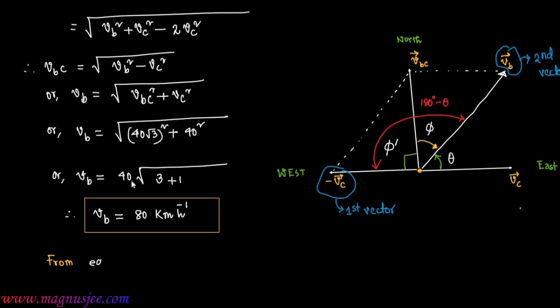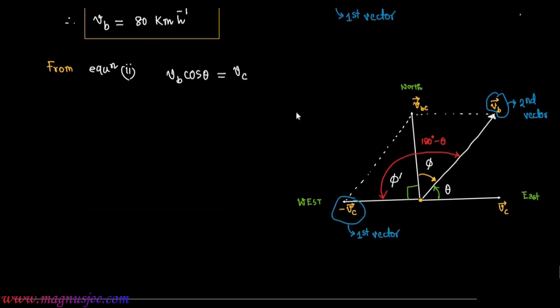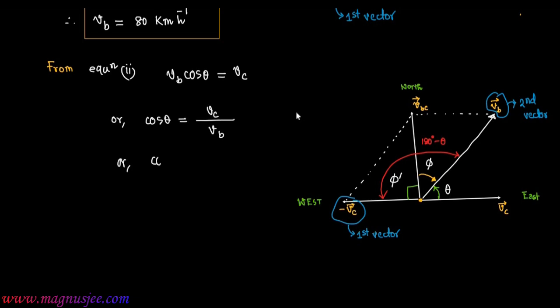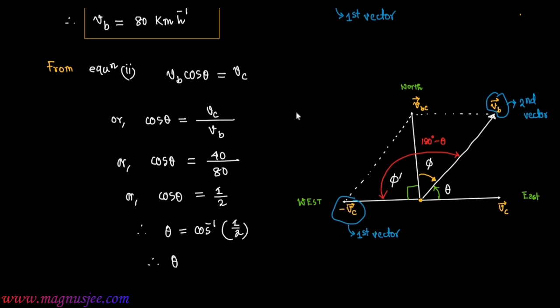Now, to find phi, we have to consider equation 2. From equation 2, VB cos theta is equal to VC, or, cos theta is equal to VC by VB, or, cos theta is equal to 40 by 80, cos theta is equal to 1 by 2. Therefore theta is equal to cos inverse half, therefore theta is equal to 60 degree, that means pi by 3 radian. Theta is the angle between the actual velocity of the bus VB and actual velocity of the car.